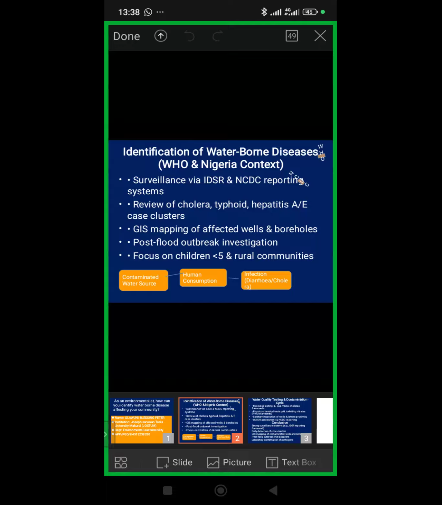The following one says the GIS mapping of affected wells and boreholes. The geographic information system, which is the GIS mapping, is used as an analysis tool to identify, visualize and analyze the distribution of contaminated wells and boreholes in relation to disease occurrence. So those are the ways by which, as an environmentalist, I can identify waterborne disease affecting my area. And the last one on the list is to focus on the small children, the little children under the age of 5.